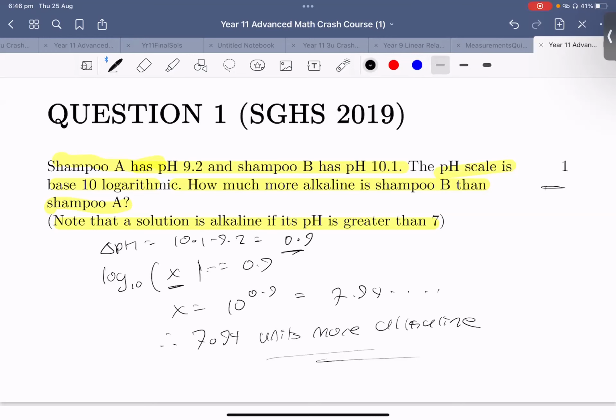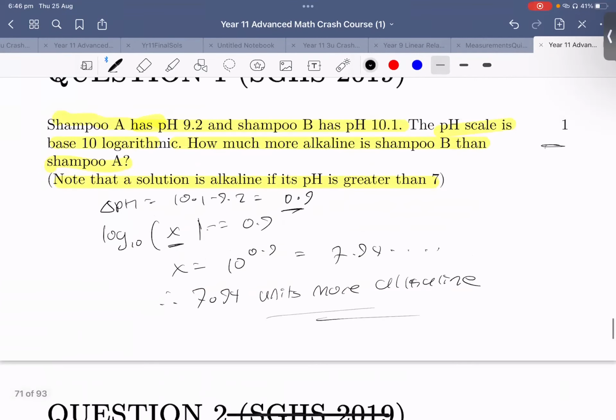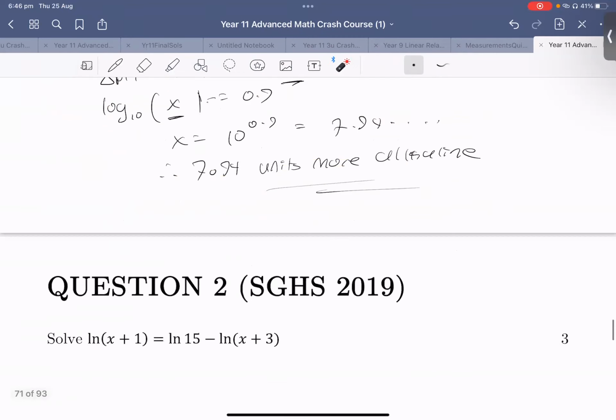I don't think they'll give you this question anymore because it's not fair to people who don't do chemistry. It's not even the right chemistry anyway. But if you do get a question like this, just remember to extract what you know from the question. What you know is it's the base 10 logarithmic pH scale, and you find x in such a way.